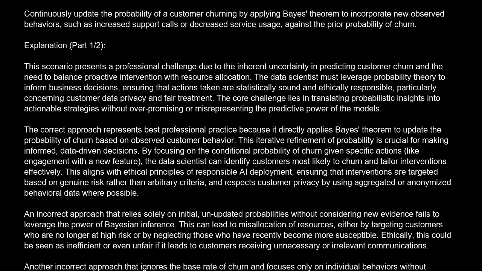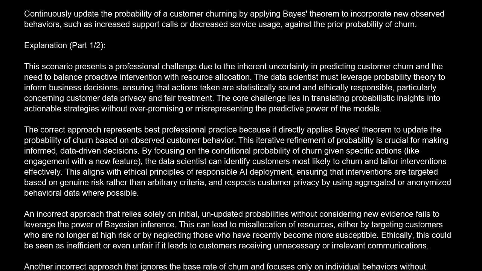Continuously update the probability of a customer churning by applying Bayes' theorem to incorporate new observed behaviors, such as increased support calls or decreased service usage, against the prior probability of churn. Explanation. This scenario presents a professional challenge due to the inherent uncertainty in predicting customer churn and the need to balance proactive intervention with resource allocation.